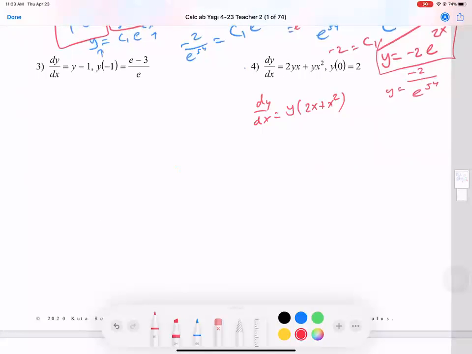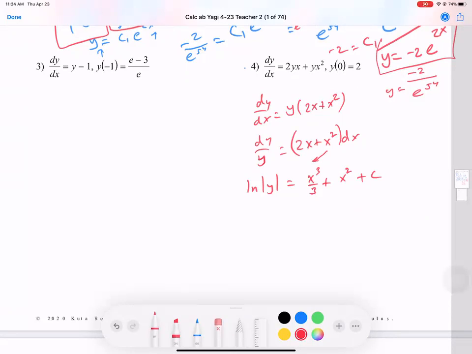As you can tell, we can separate the variables. y is on one side, x is on the other. dy over y is equal to 2x plus x squared dx. Now that we separated variables, we can take the integral. That's natural log of y is equal to, let's go ahead and do the power rule here. x cubed over 3 plus 2x squared over 2. And we can say those 2's divide out. And we're going to write plus c.